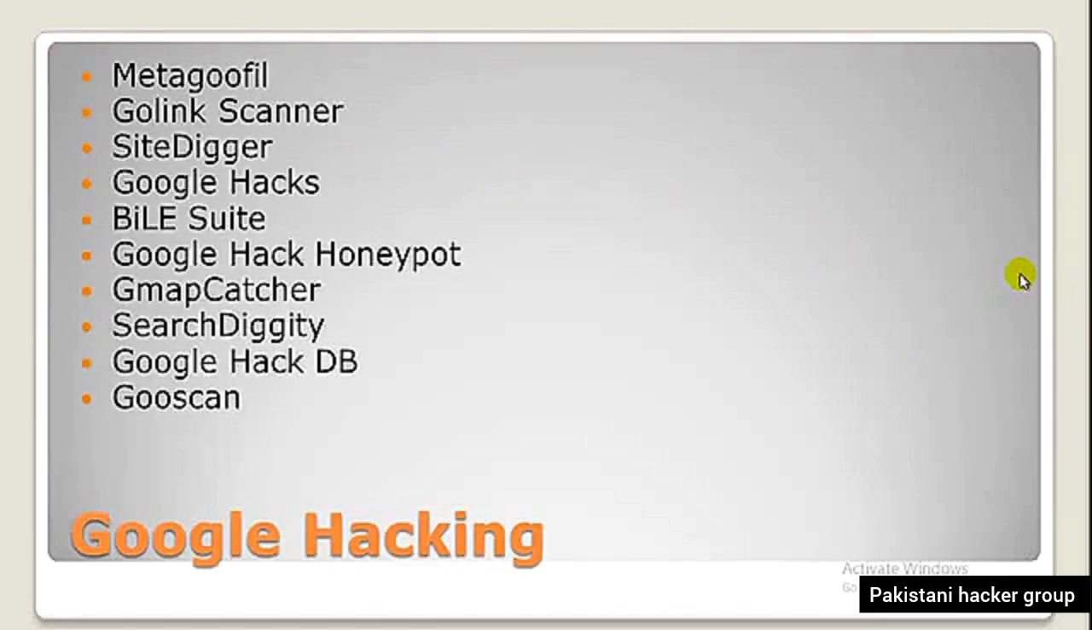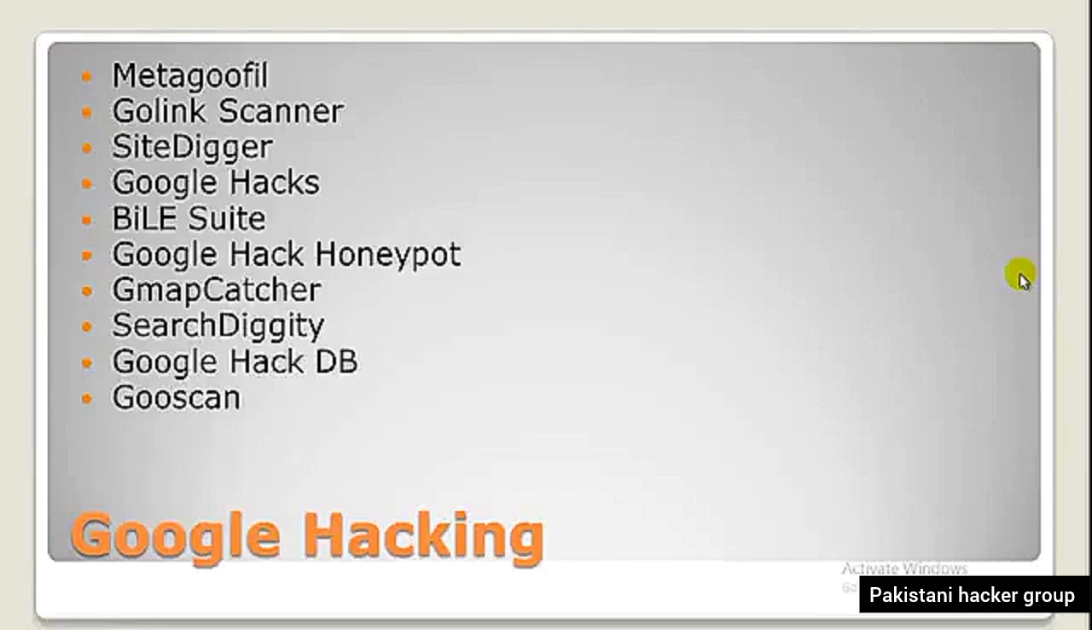The Golang scanner removes the cache from your searches and collects and displays only vulnerable site links. Thus it allows you to find vulnerabilities wide open to Google and Googlebot. We have SiteDigger, which searches Google's cache to look for vulnerabilities, errors, and configuration issues. Google Hacks, as I told you, is a compilation of carefully crafted Google searches that expose novel functionalities from Google search and map services. We have BiLE Suite, that stands for bidirectional link extractor, and it then applies a simple statistical weighing algorithm to reduce the websites to those that have the strongest relationship with the target site.